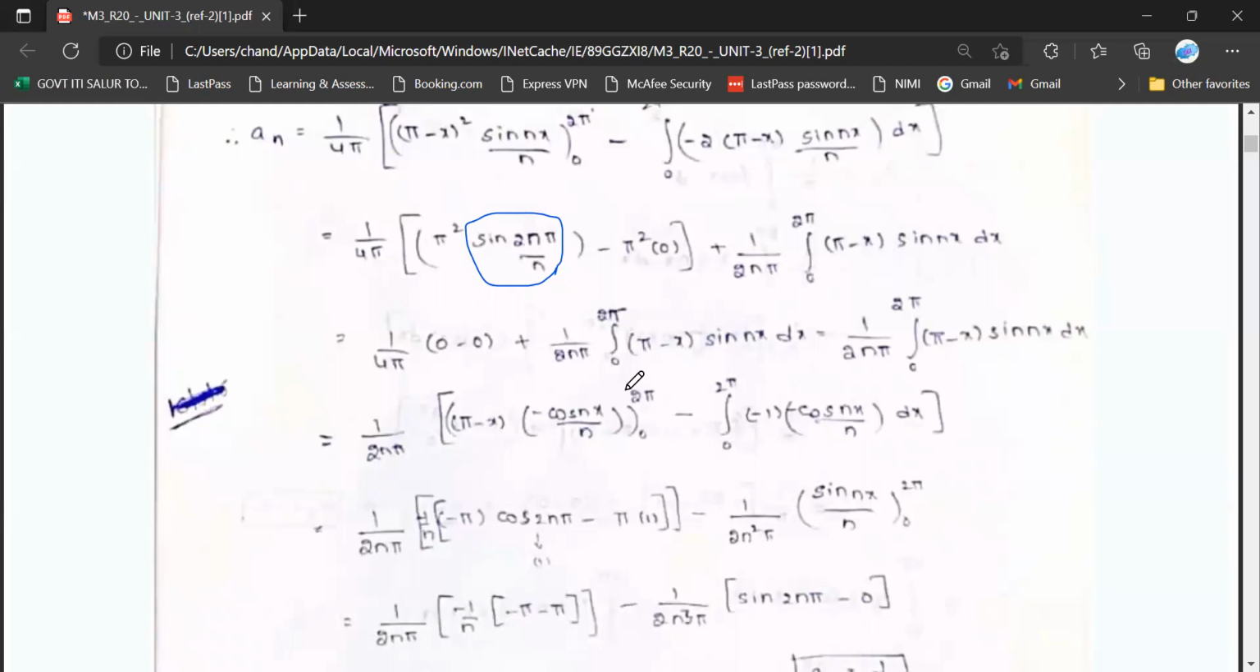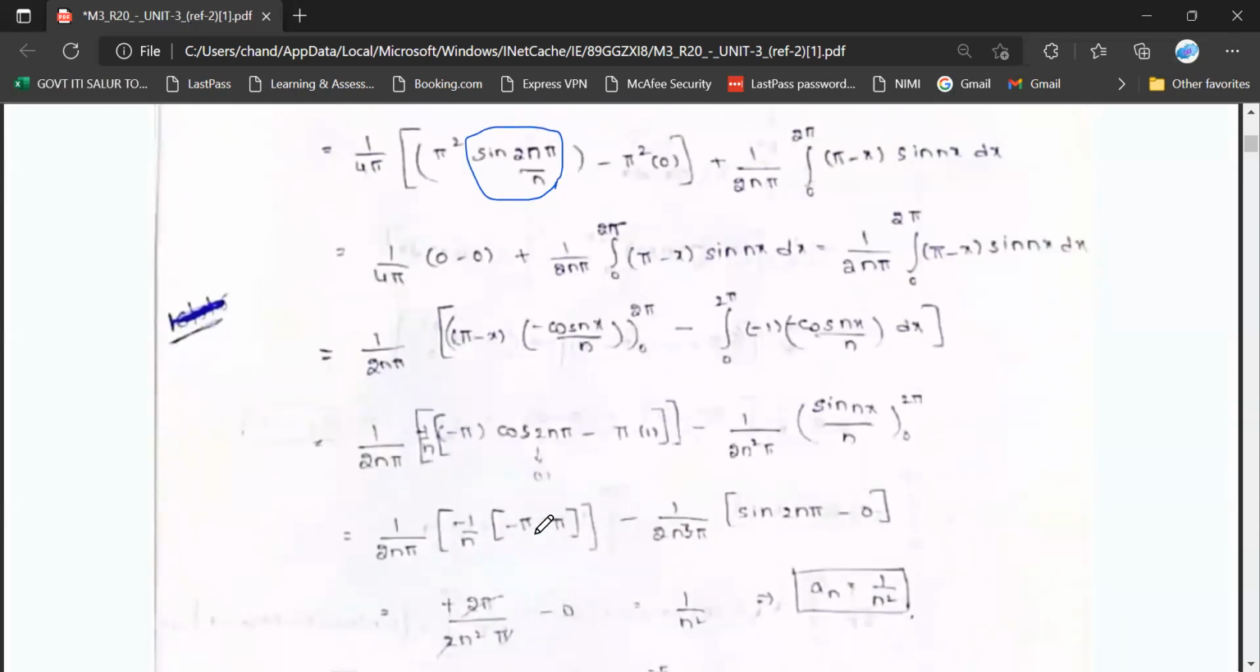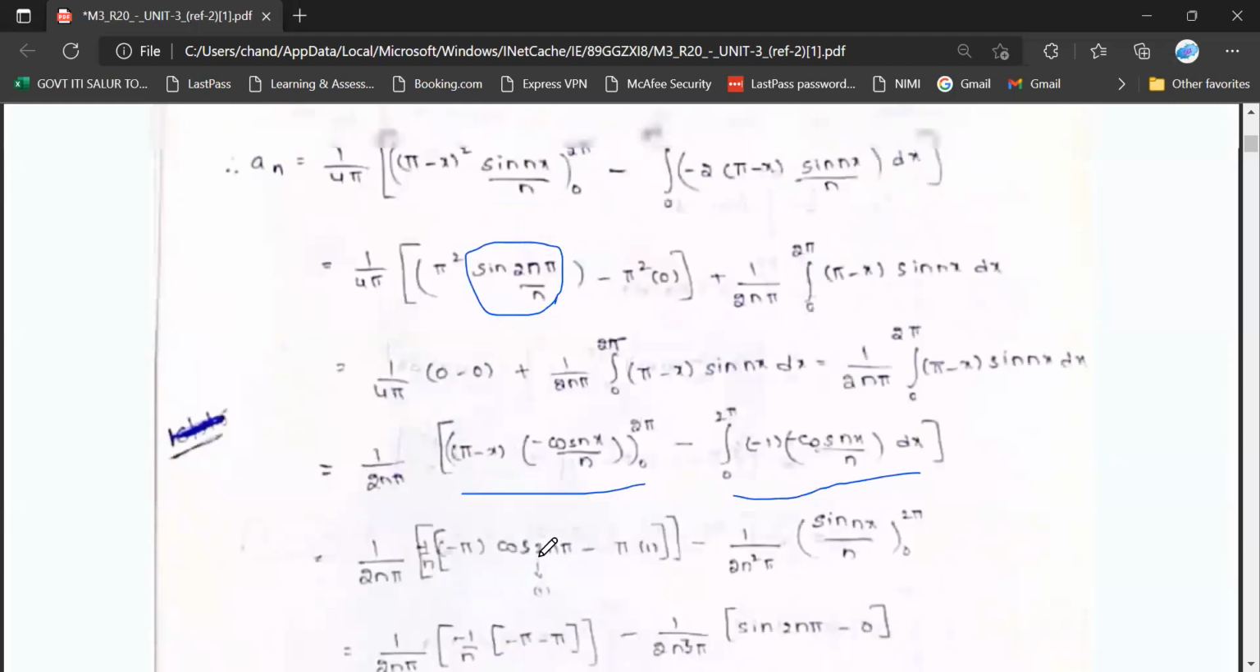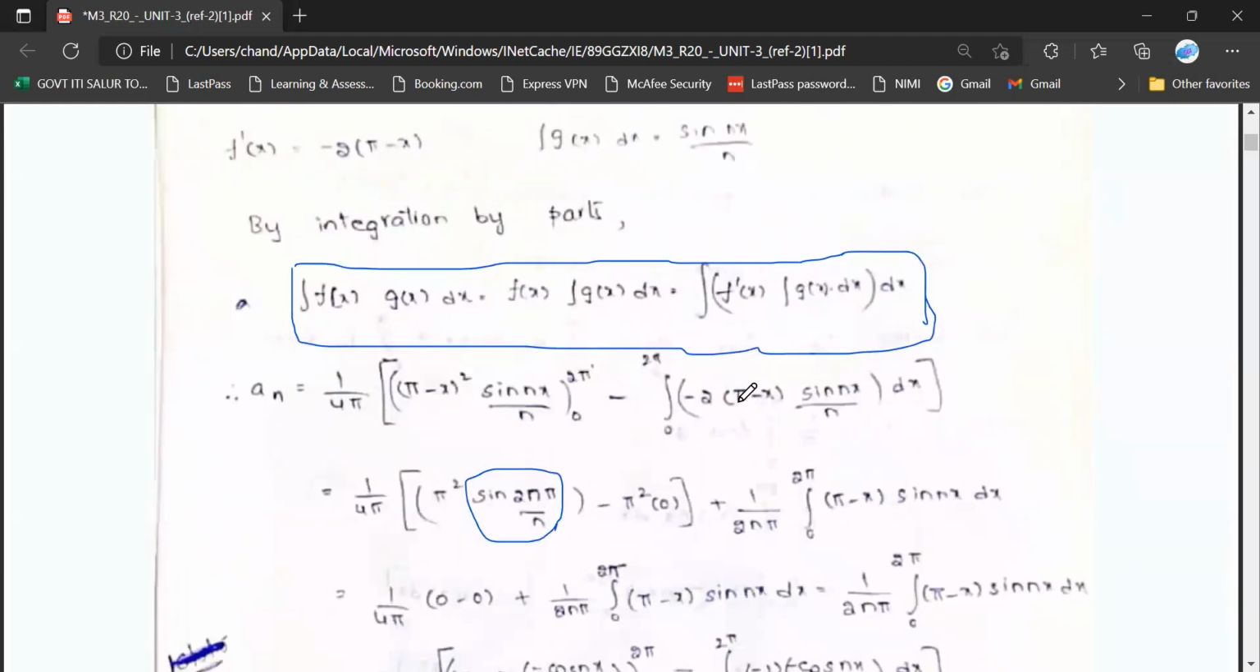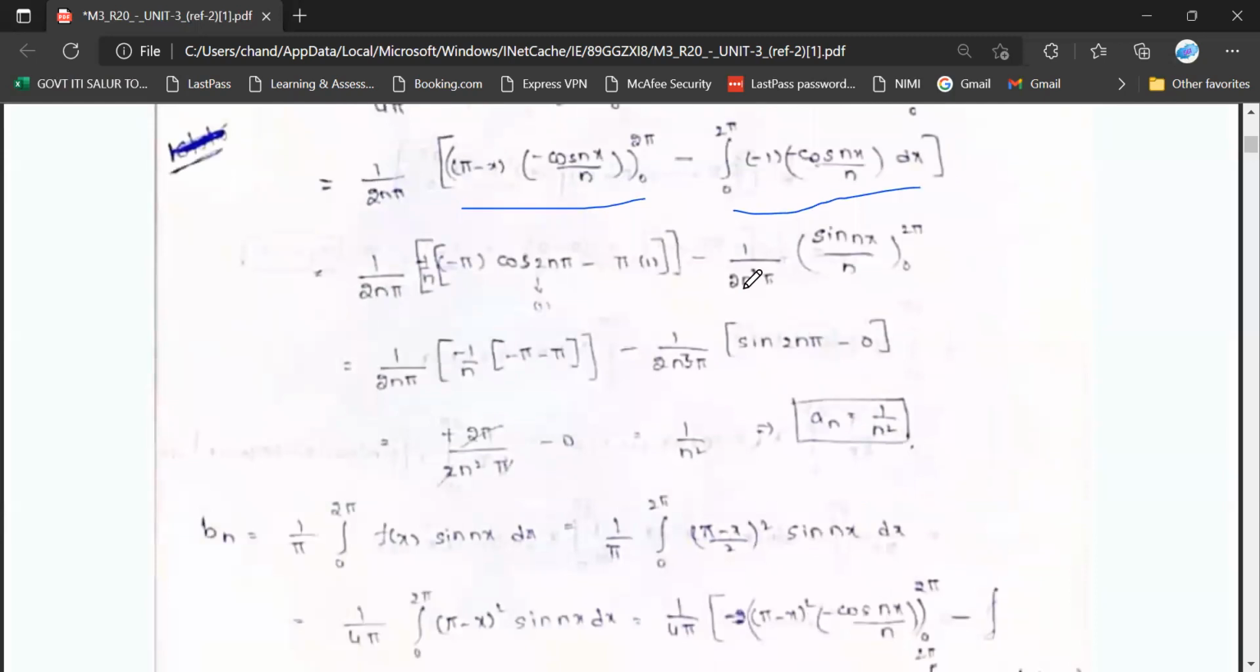So we get the form that is nothing but 1 by 2nπ integration from 0 to 2π of (π − x) sin nx dx. So we are taking the limits and we substitute the limits. We also take the double derivative of the cos nx over n. We already follow the same process, and we also did it for this one. So lastly, we get the solution.